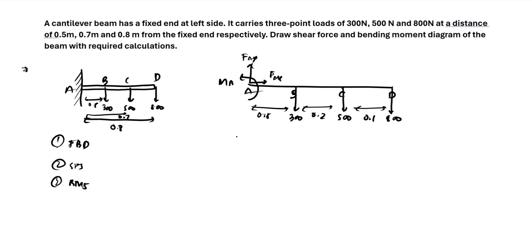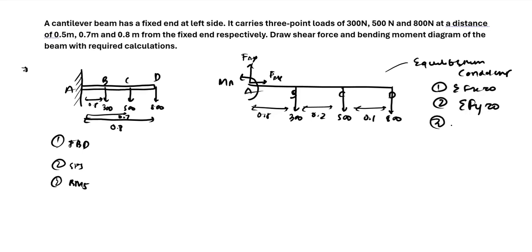Firstly, we need to find the unknown reactions. So how will we find them? We will just apply the equilibrium conditions. So first will be summation of Fx is 0. The second will be summation of Fy is 0. And the third will be summation of moment at any point is 0.